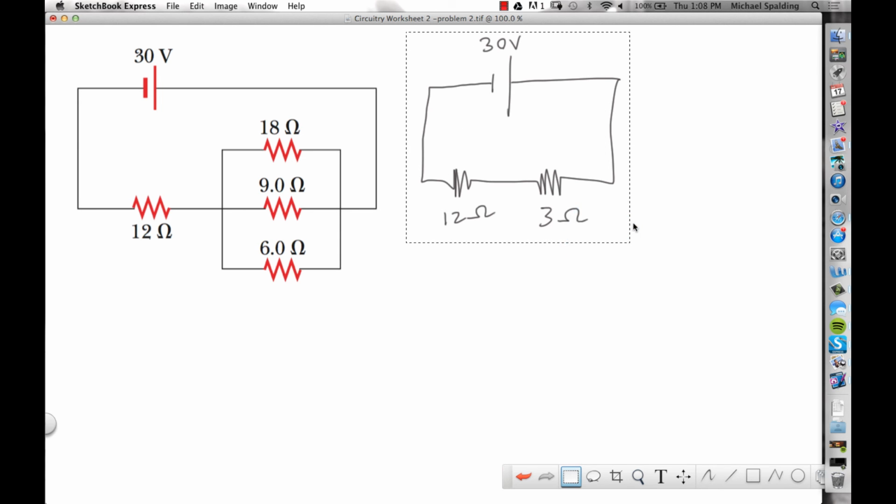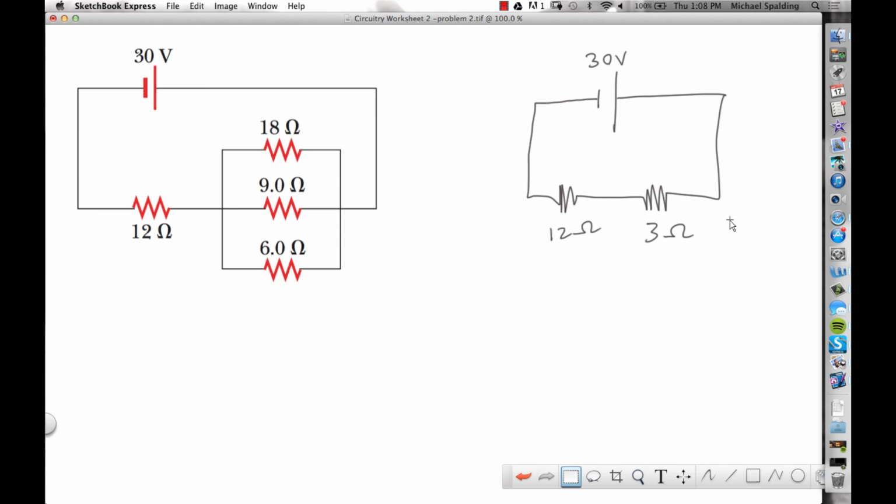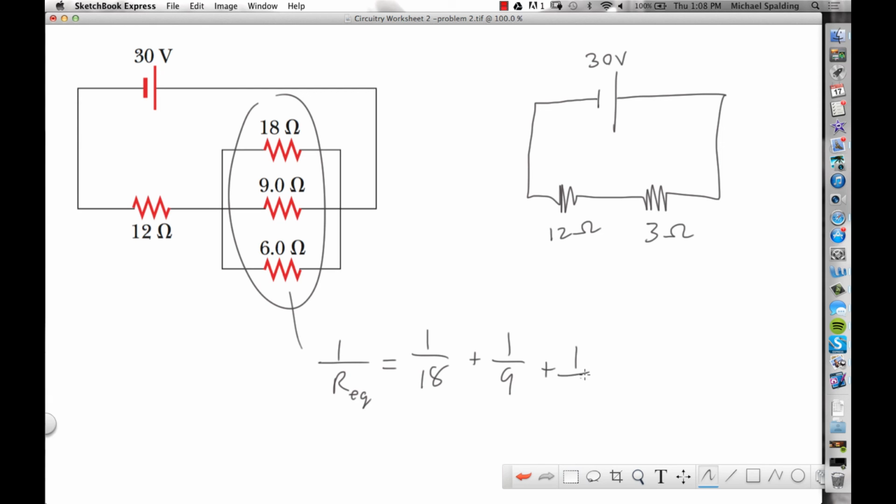Where did I get the 3 from? Sure, let me show you where. For these 3 resistors here, you go like this. You go 1 over the equivalent. 1 over the equivalent resistance is 1 over 18 plus 1 over 9 plus 1 over 6.